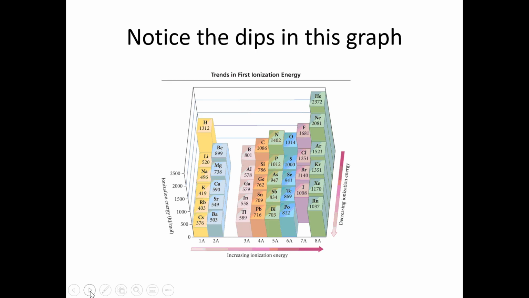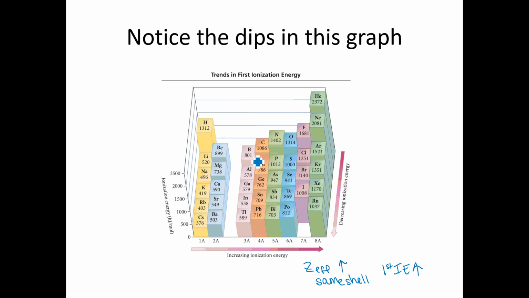Okay, so last thing I want to talk about is some exceptions to the trends that we observe here. If you look at this graph with first ionization energy, we notice that as we go across the row, the effective nuclear charge is increasing and your valence electrons are in the same shell. So in general, we see the first ionization energy is going to increase, right? But you might notice that there are some exceptions.